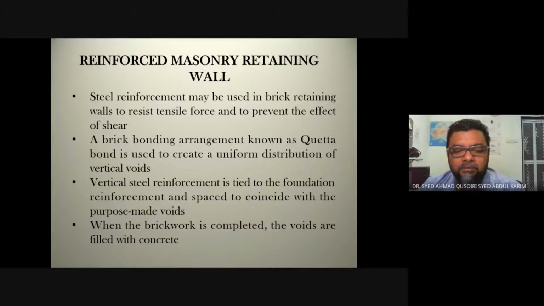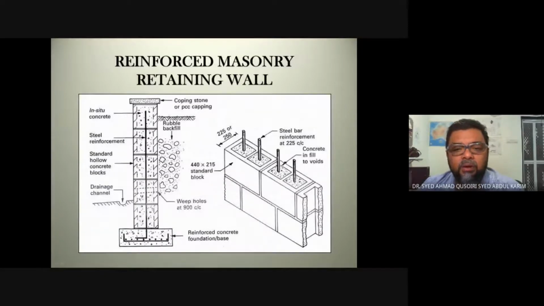So vertical reinforcement is tied on to the foundation reinforcement and spaced to coincide with the purpose-made void. When the brickwork is completed, the voids are filled with concrete. Okay, so that is the reinforced masonry retaining wall.